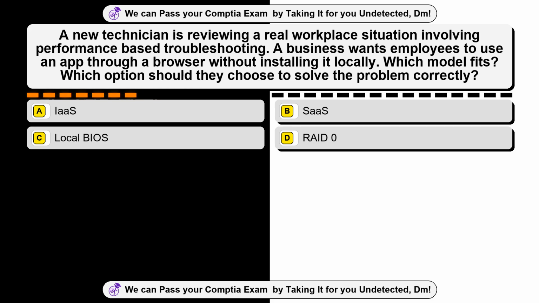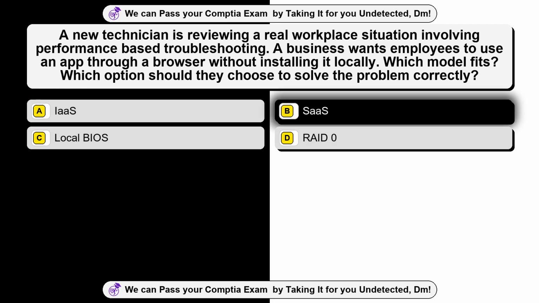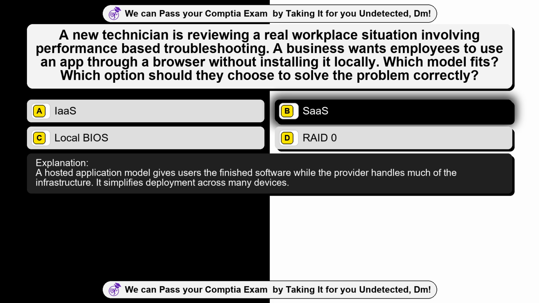Option A, IaaS. Option B, SaaS. Option C, local BIOS. Option D, RAID 0. The correct answer is option B, SaaS. A hosted application model gives users the finished software while the provider handles much of the infrastructure. It simplifies deployment across many devices.